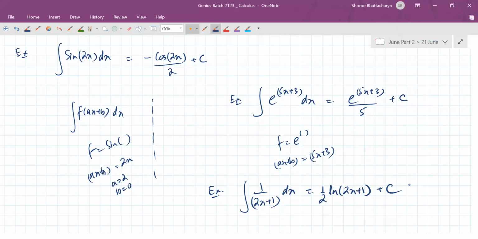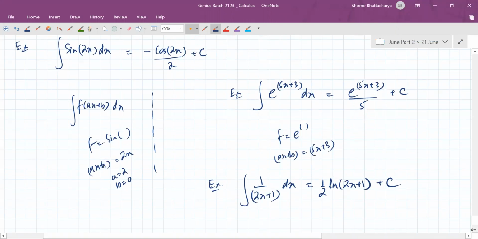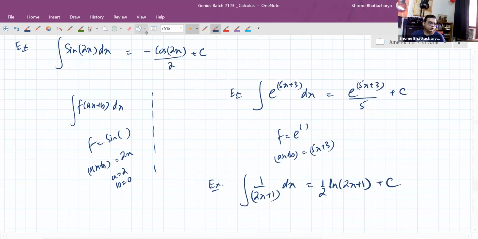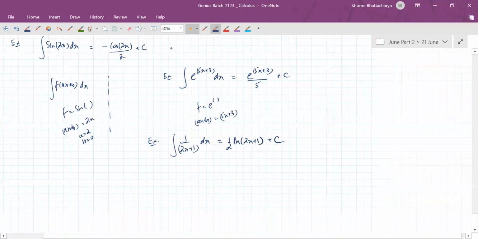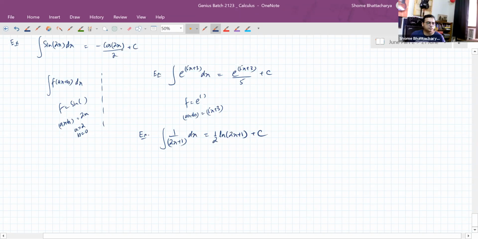Sir, won't that be 2x squared by 2? Sorry, come again, Rita. The sine 2x integration. Achha, if it's a non-linear term, I'm saying the answer, won't it be minus cos 2x squared by 2? No, why would it be? See, the integration of sine x is minus cos x, na?